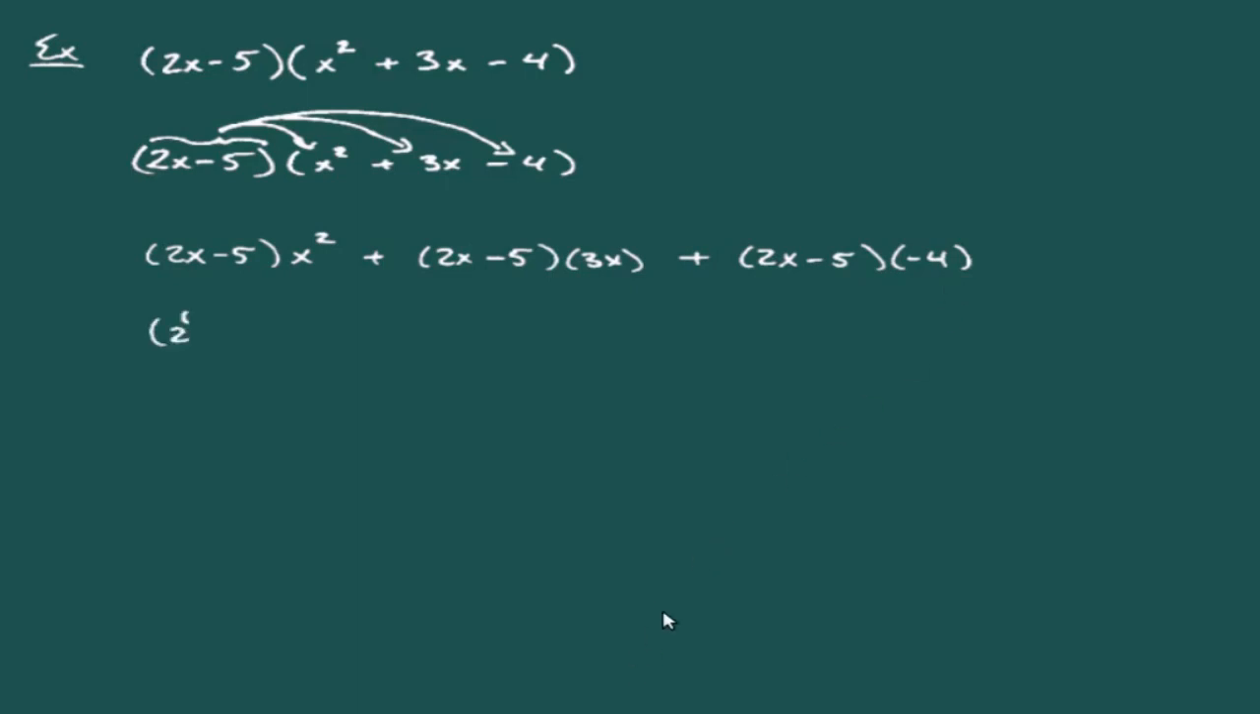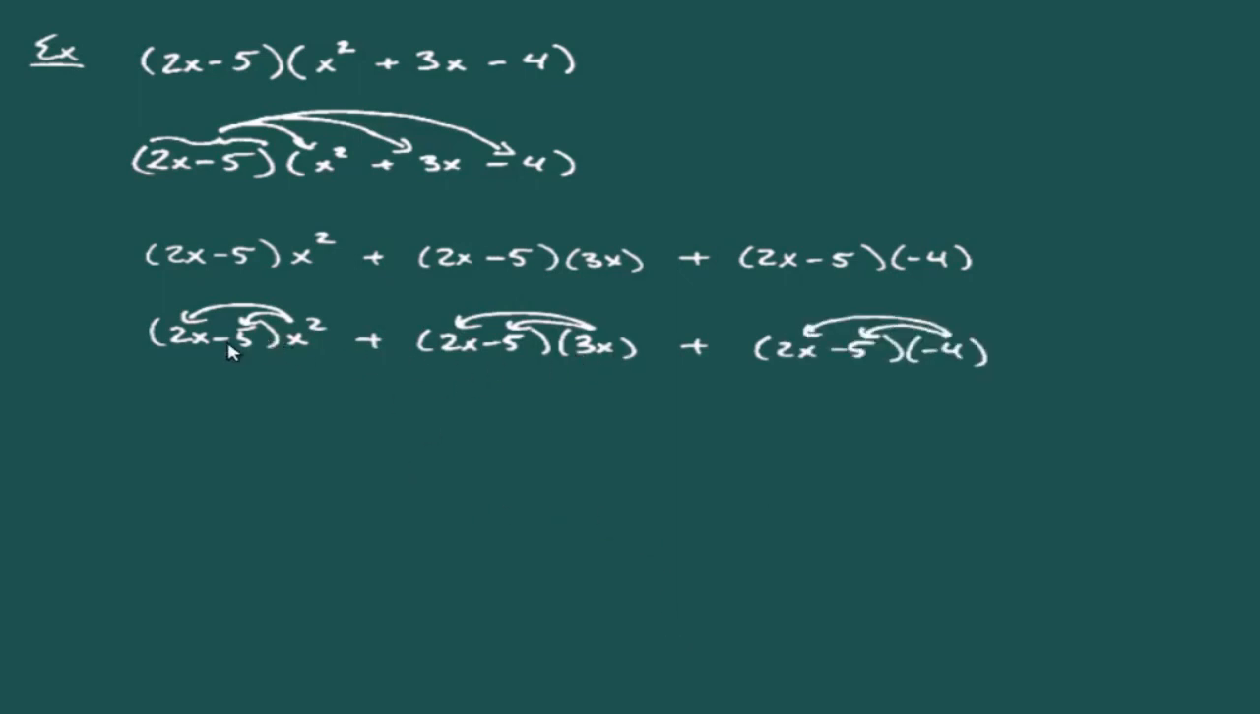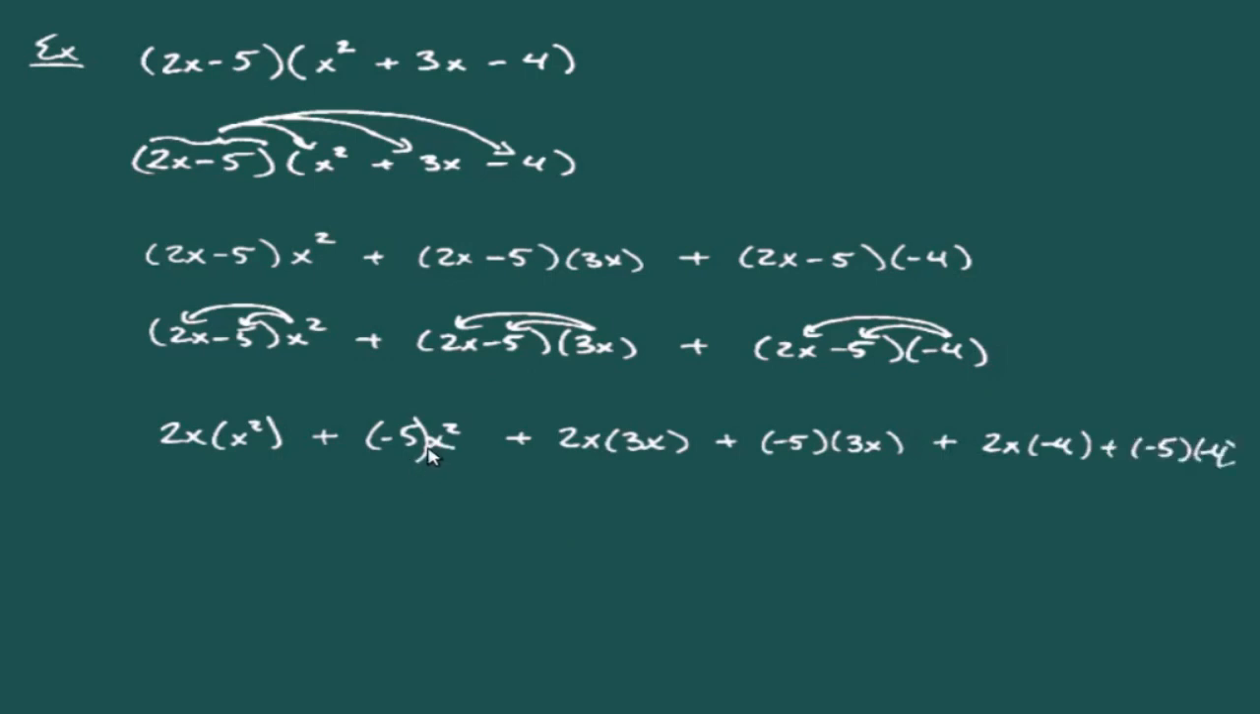Well, we use distribution 3 more times. So the x squared gets distributed to the 2x, and the x squared gets distributed to the negative 5. The 3x gets distributed to the 2x, the 3x gets distributed to the negative 5, and the negative 4 gets distributed to the 2x, and the negative 4 gets distributed to the negative 5. So that we're really multiplying 2x times x squared plus negative 5 times x squared plus 2x times 3x plus negative 5 times 3x plus 2x times negative 4 plus a negative 5 times a negative 4.